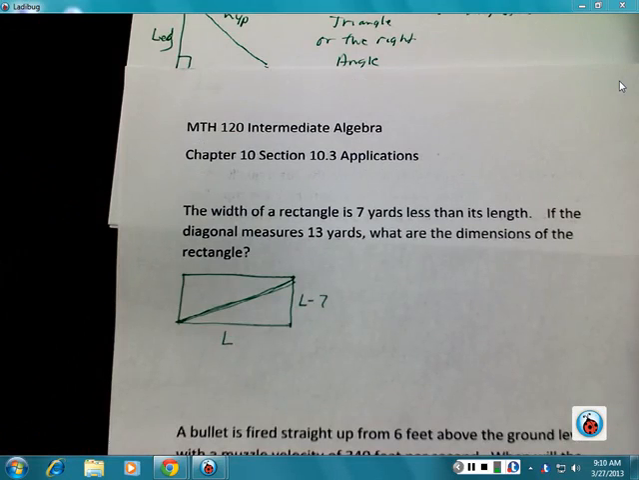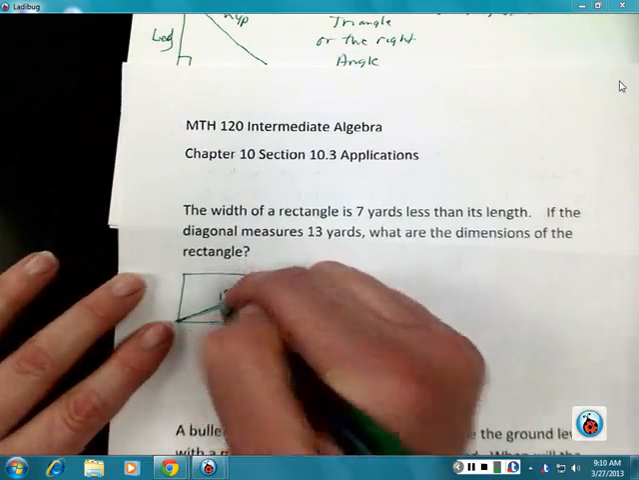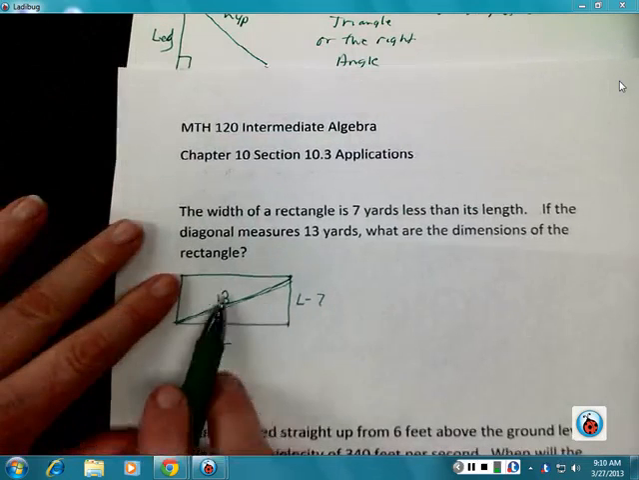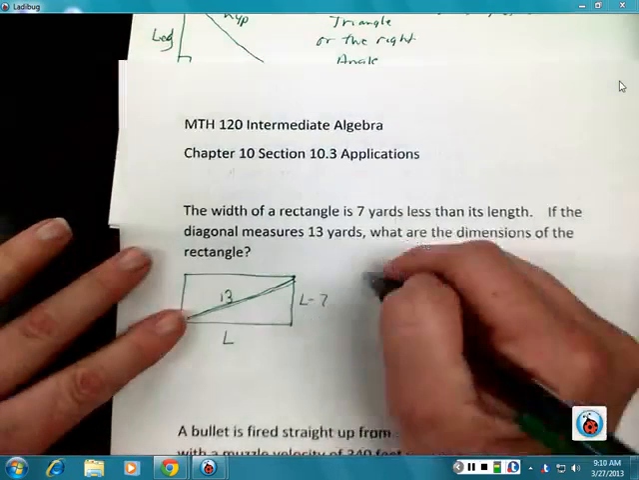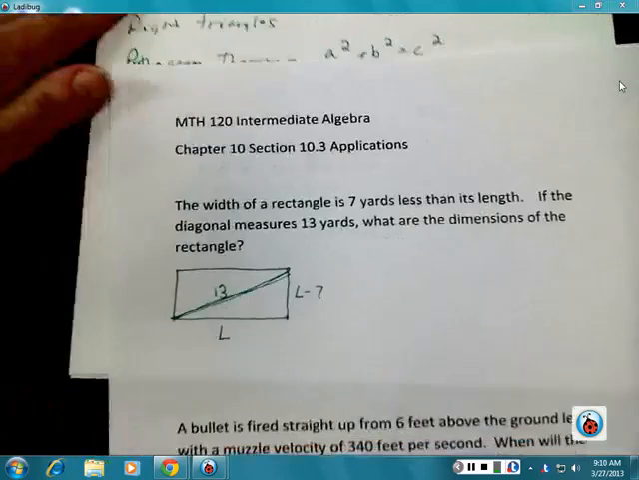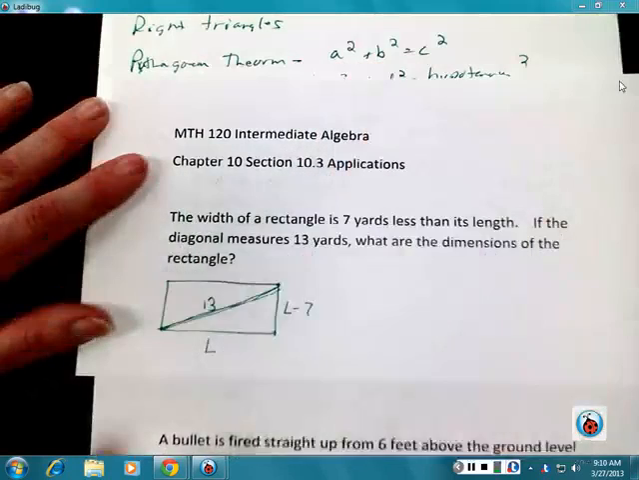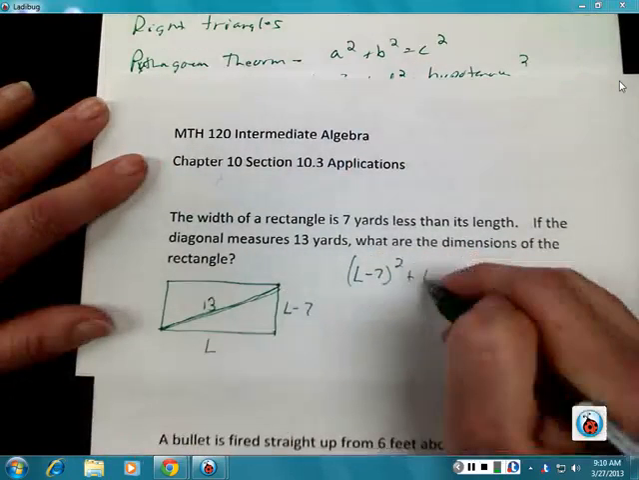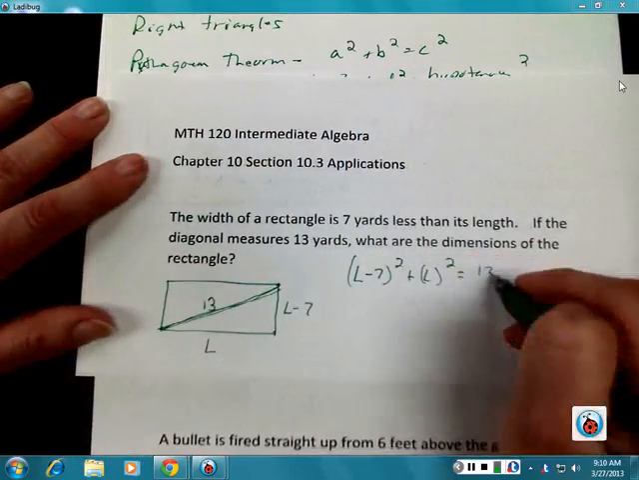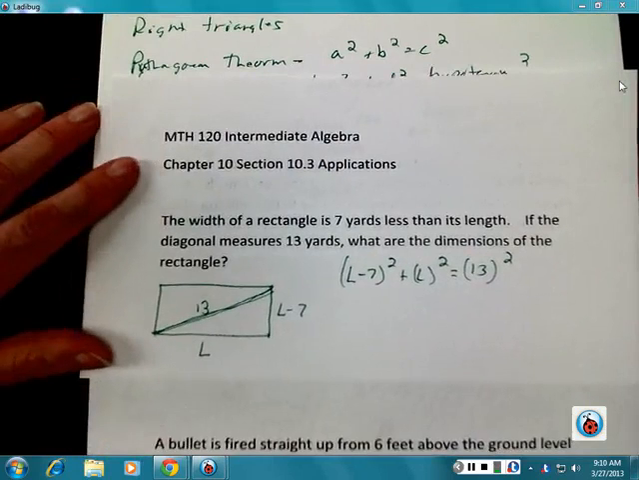Okay. Because the diagonal that separates the rectangle into two triangles is 13, now I have my hypotenuse, a leg, and a leg. So now I can plug it into my formula, a squared plus b squared equals c squared. So the leg squared plus the leg squared is equal to the hypotenuse squared. If I multiply all that out, I'm eventually going to end up with a quadratic equation.